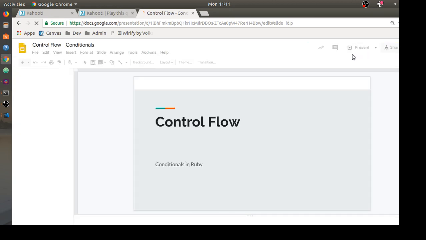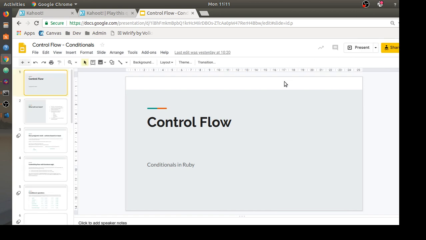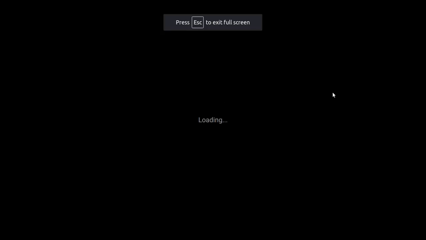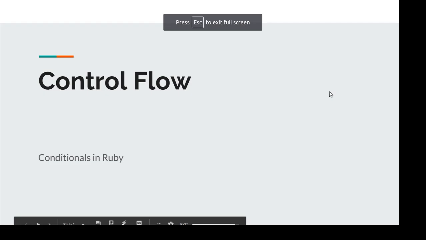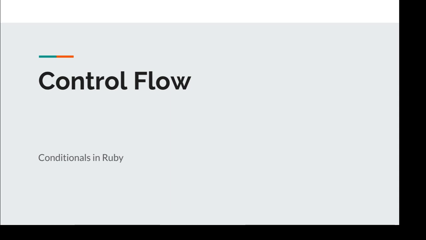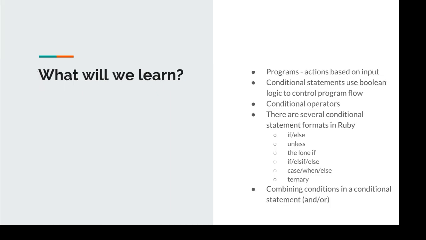So programming is all about control flow. That's all we're doing when we write a program: we are performing some set of steps based on the input that we get from the user or from previous steps in the program, and taking some actions based on that information. And one of the ways that we control the flow of a program is with conditionals. So programs are actions based on input, whether it's from the user or from a previous step in the program.